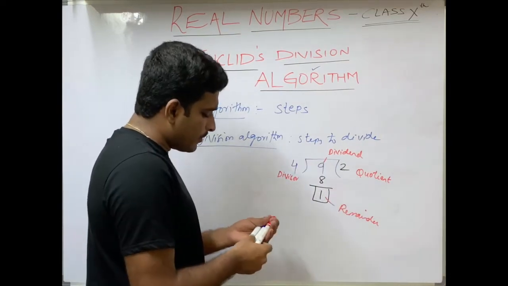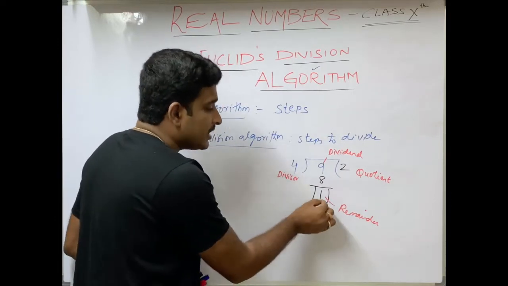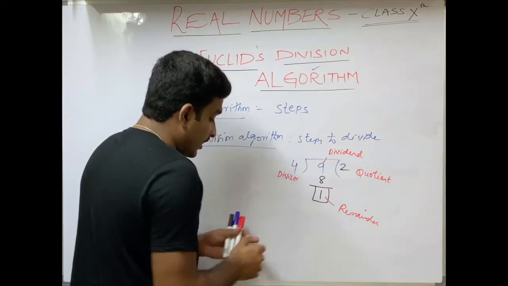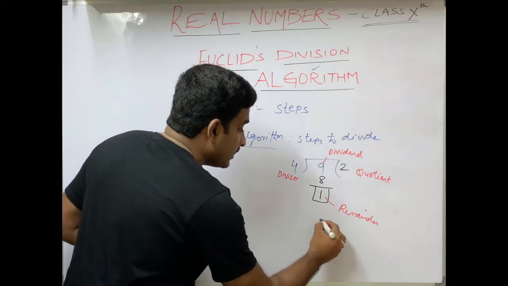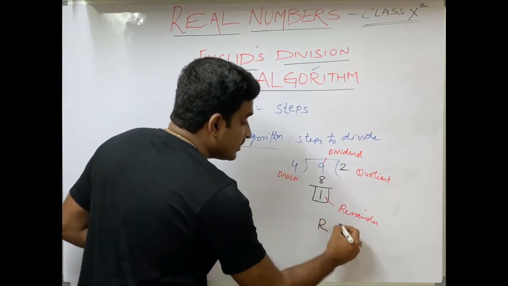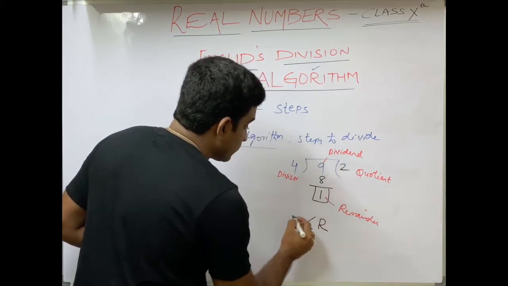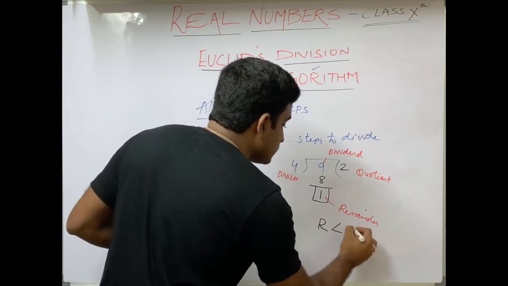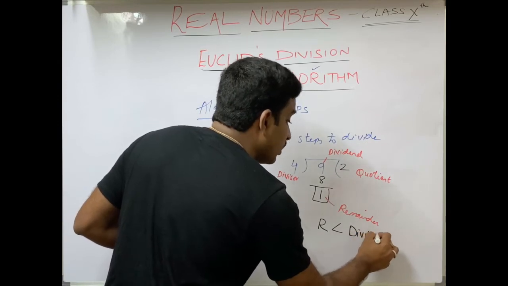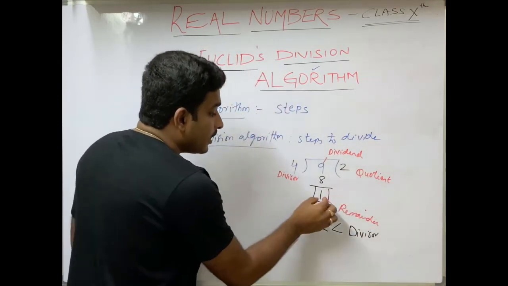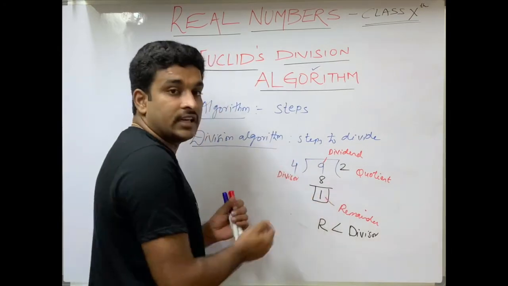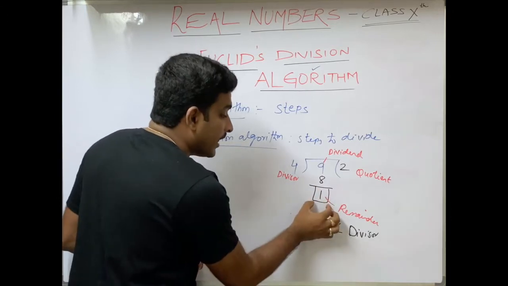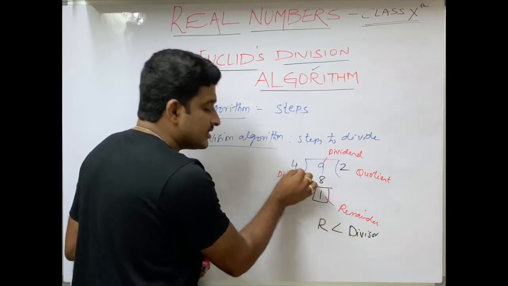One main thing you have to remember here is the remainder is always less than the divisor. It should always be less than the divisor. Whenever the remainder you are getting is more than the divisor, then again we have to solve, and the solving continues. That means at last the remainder is always less than the divisor.